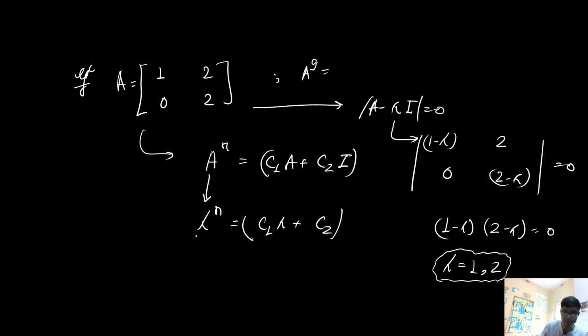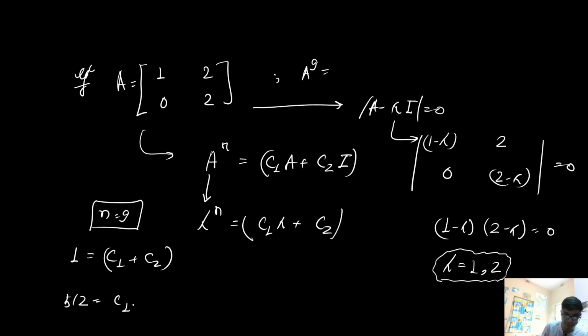Now what we do, पहले तो lambda का value 1 लेंगे ना, अगर 1 लेंगे तो 1 is equal to c1 plus c2. We can write like this. And similarly, because n का value जो है ना, we have to calculate for n is equal to 9. Okay, and similarly if lambda is equal to 2, then 2 to the power 9, that is 512, we get c1 times 2 plus c2.